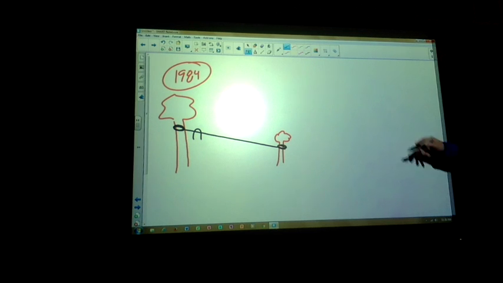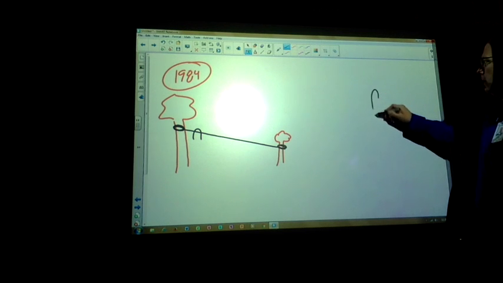Still with me on this? So, we went to my dad's hot air balloon.